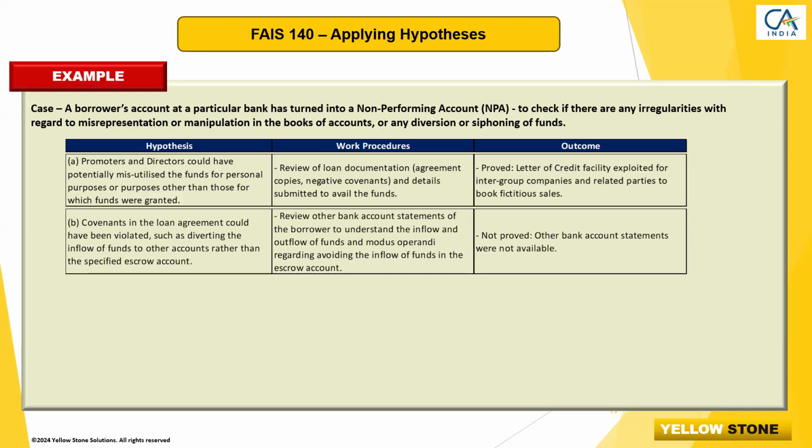Second, we'll take two or three examples just to get a bit more insight on this. Covenants in the loan agreement could have been violated, such as diverting the inflow of funds to accounts other than the specified escrow account.